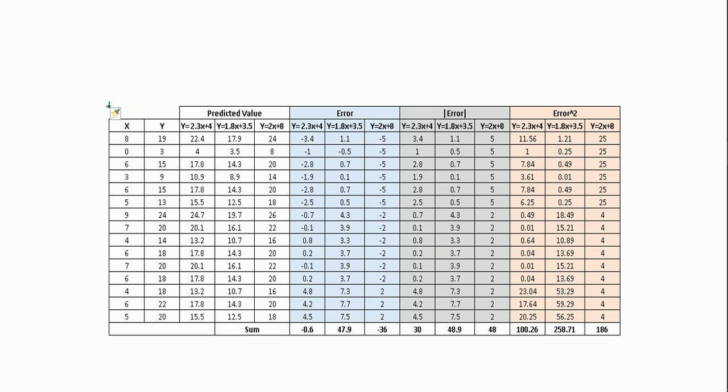So minus 0.6, 47.9, minus 36 are the sums of all errors for the three lines, and similarly we have them for the other two. The important observation here is that the first method, the sum of all errors, is not efficient, because when we sum all the errors, the negative and positive cancel out each other, so we do not exactly get the error value. Hence the first method we cannot use.